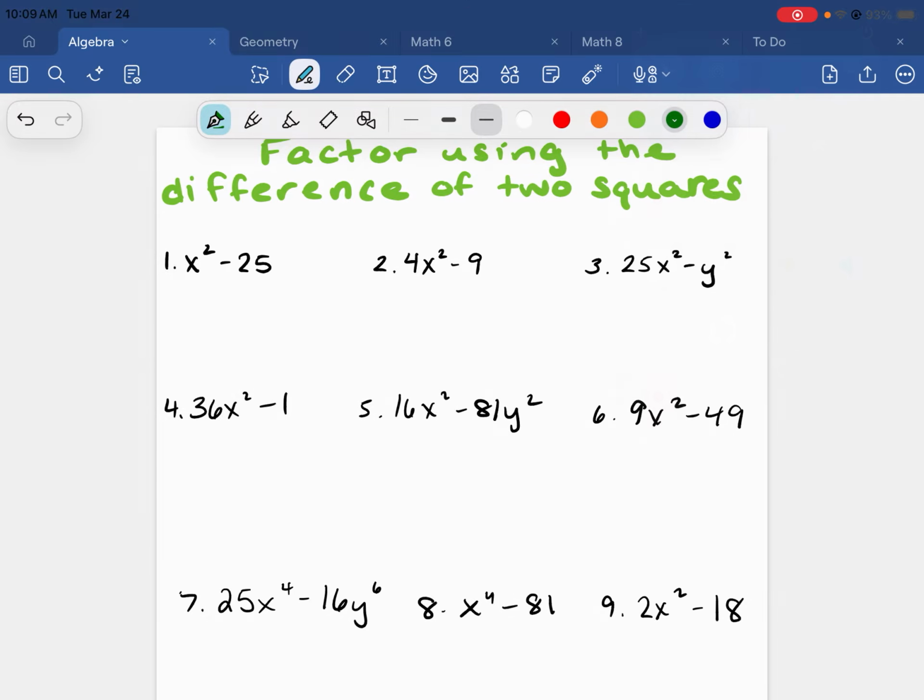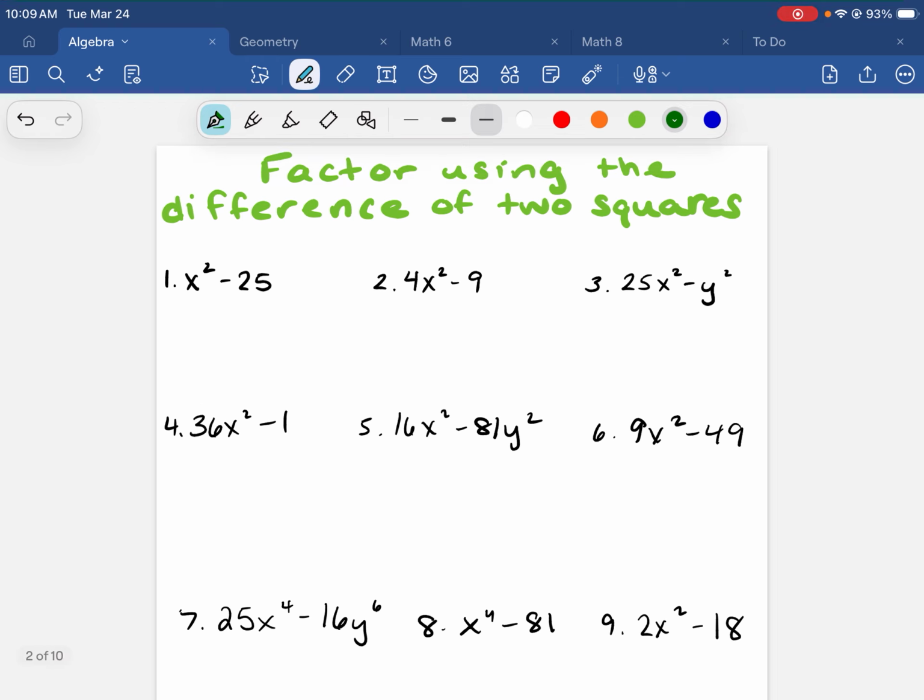Hi everyone, today we're going to talk about factoring using the difference of two squares. Now remember that factoring is expanding the product that we see of the binomial, so we're going to find what multiplies into x squared minus 25 for that first one.